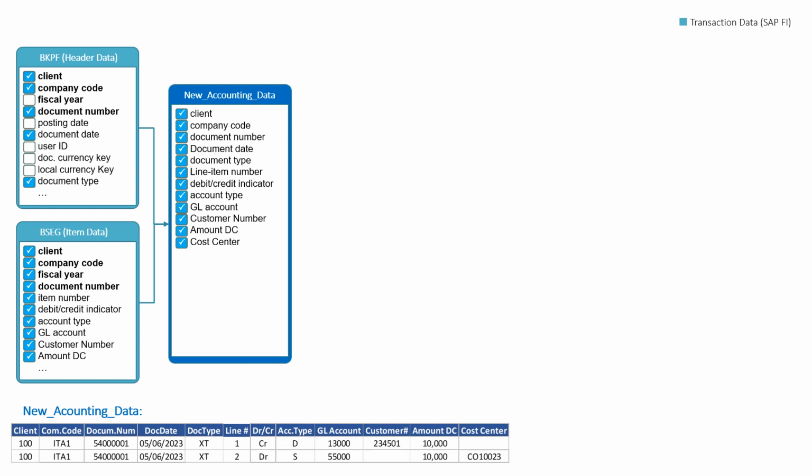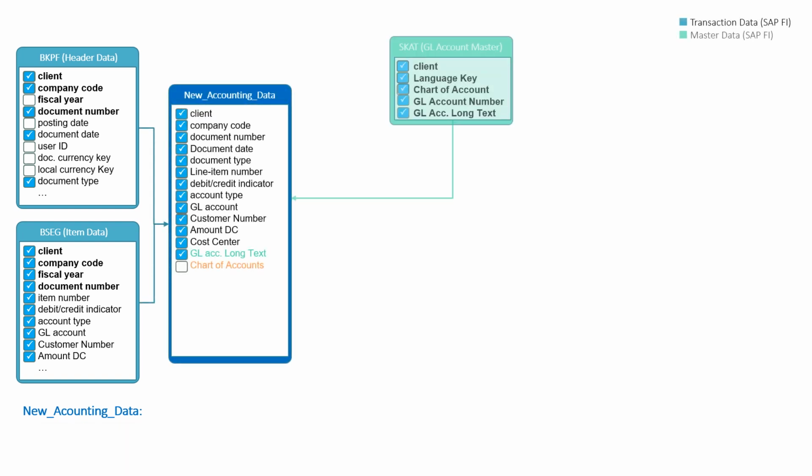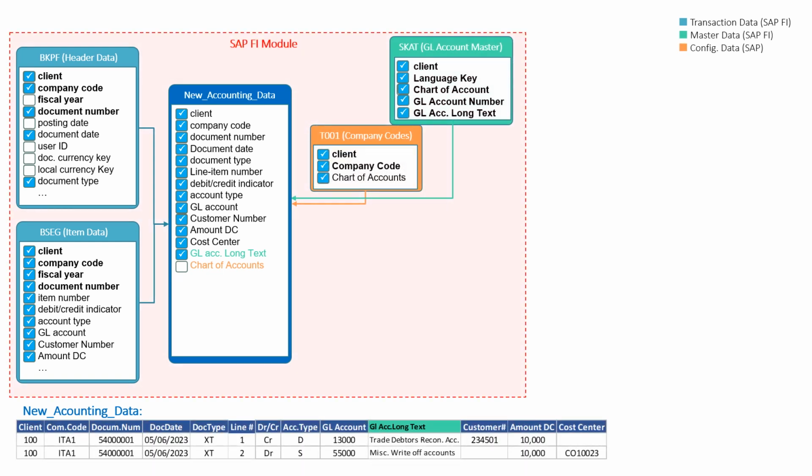Now we have our generated output data called new accounting data. Let's consider these features from the BSEG and BKPF tables, but we also require additional data from various sources. If we need information related to GL accounts, it's crucial to remember from our accounting lessons that GL accounts are predefined based on GL general ledger in the chart of accounts.